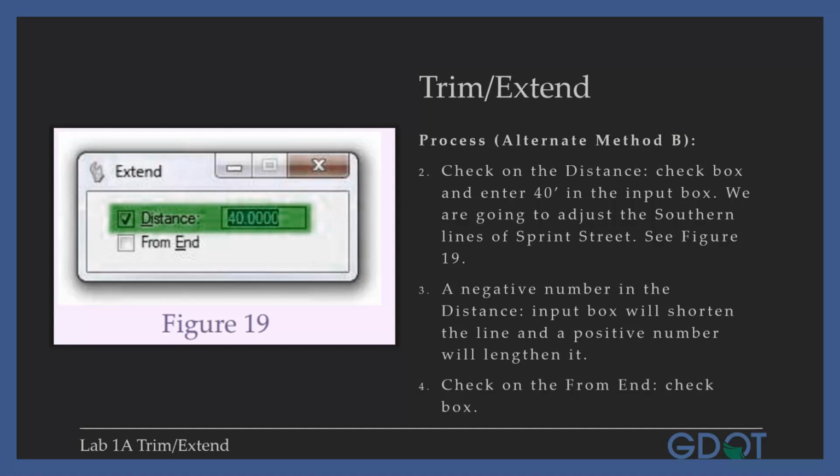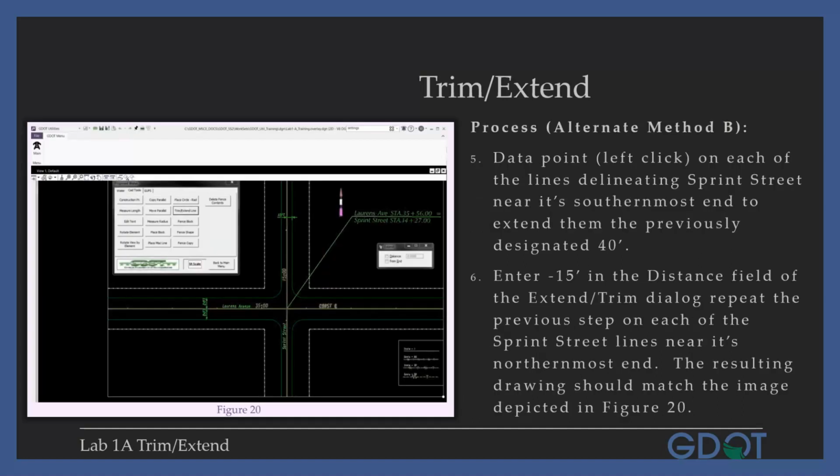Check the From In checkbox. Data point or left click on each of the lines delineating Sprint Street near its southernmost end to extend them the previously designated 40 feet. Enter 15 feet in the distance field, then repeat the previous step for each of the Sprint Street lines near its northernmost end. The resulting drawing should match the image depicted in Figure 20.